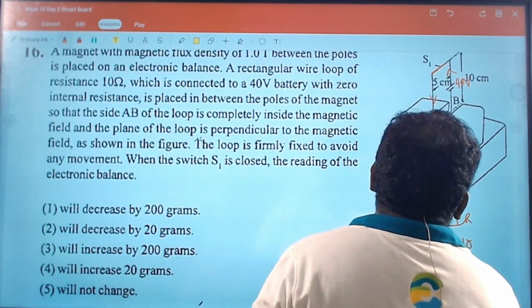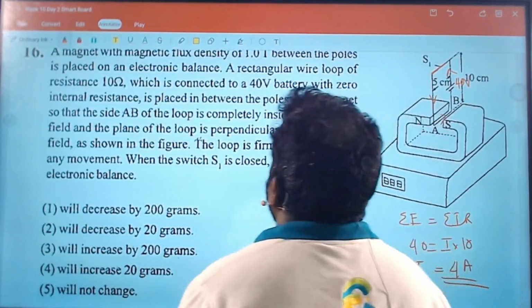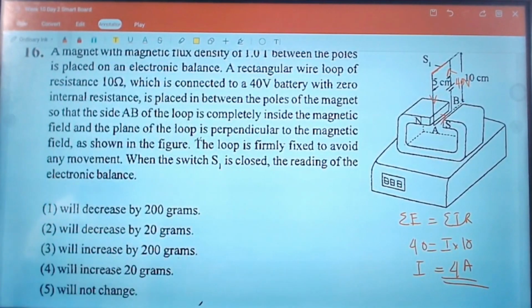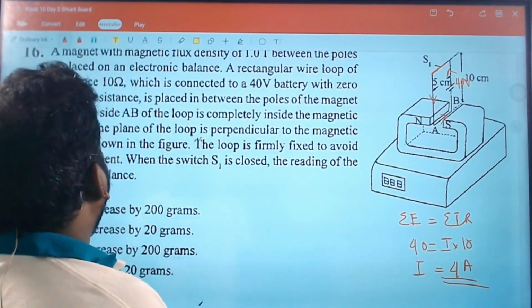I equals 4 amperes. So we have found the current in the loop. Current in the loop is already found. Now what have you done?